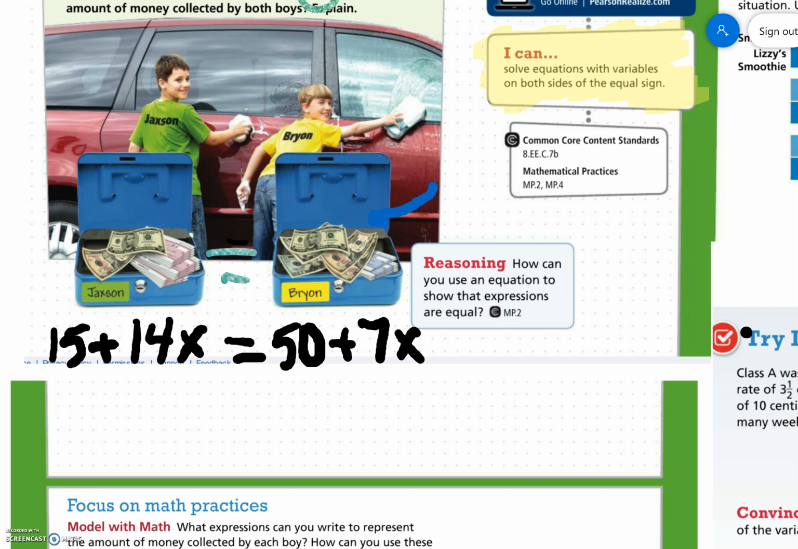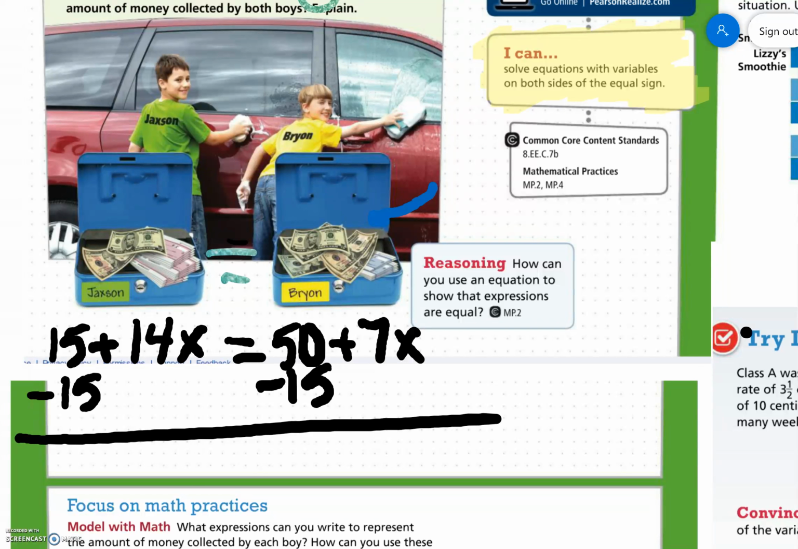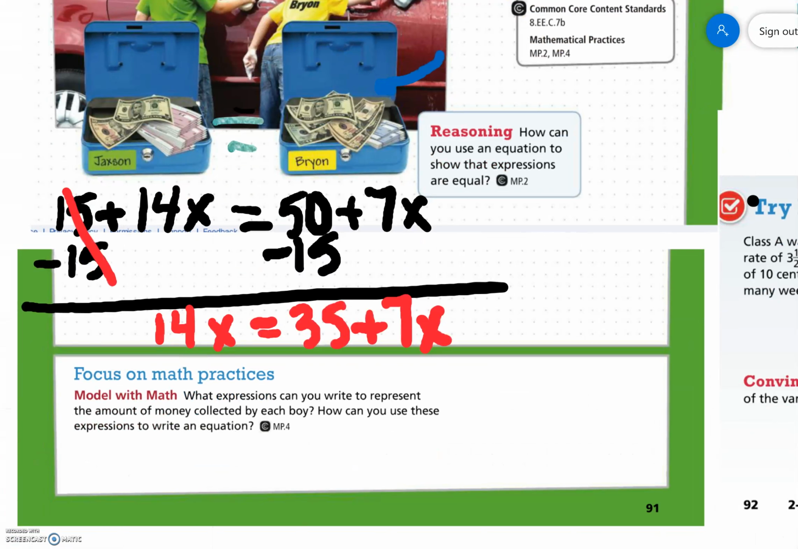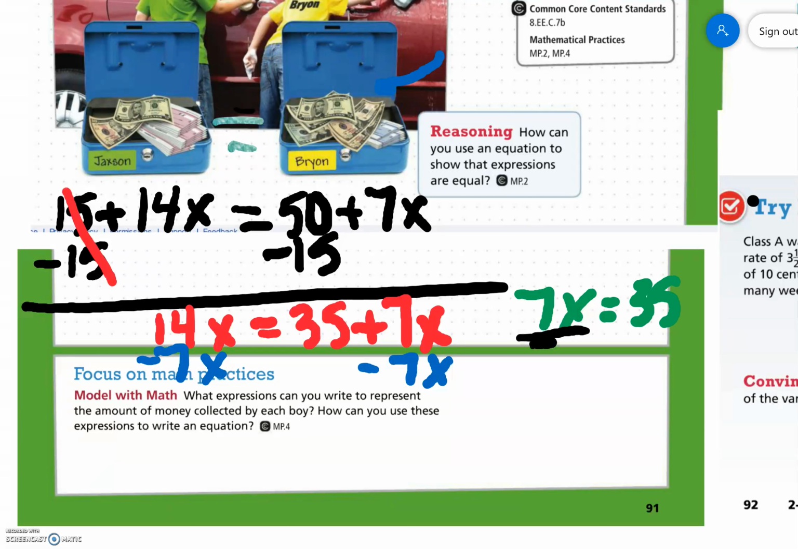Now we need to get the x's on one side and the numbers on another. So we can subtract 15 from both sides. Remember, inverse operations cancel out. We're left with 14x equals 50 minus 15 is 35 plus 7x. Now I want the x's on the same side, so subtract 7x. And we get 7x is equal to 35. In order to get x alone, we divide by 7. So x equals 6. So each check is worth $6.